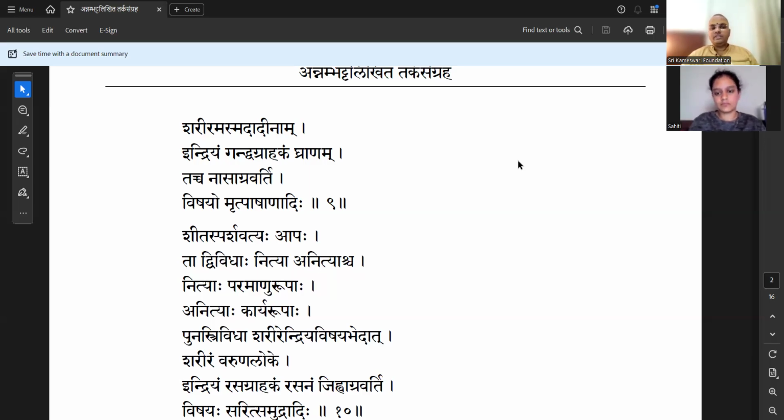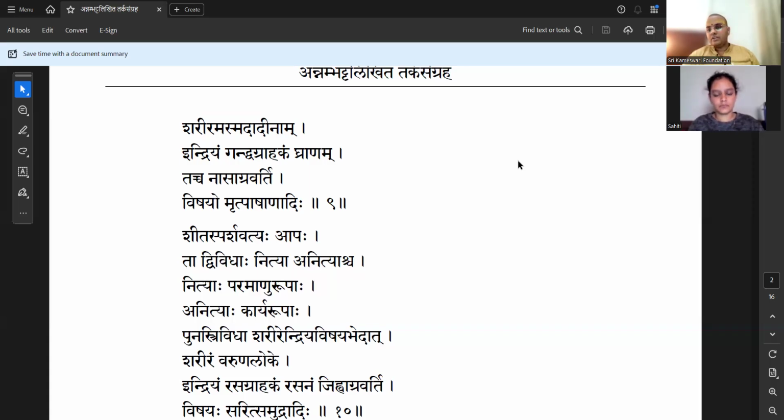Then the Indriya, what is the Indriya? It is Gandhagrahakam Ghranam, it is the Ghrana Indriya. What is the utility, functionality of this Ghrana Indriya? It is to perceive smell. Gandhagrahakam, that which perceives smell. Gandham grahayati. So Gandha is smell, odor, fragrance. Graha means experience here. So it makes you experience the Gandha, smell. So that is Ghrana Indriya.